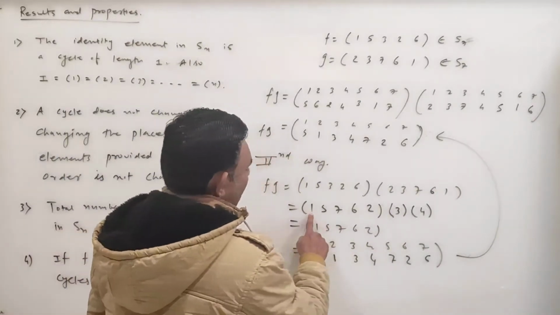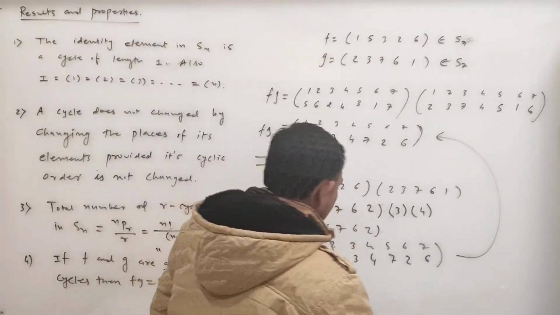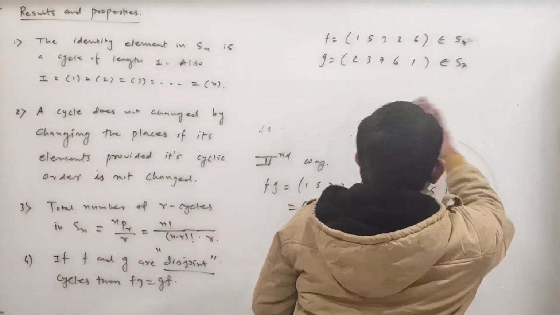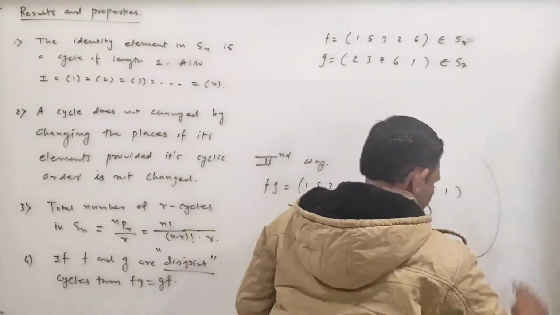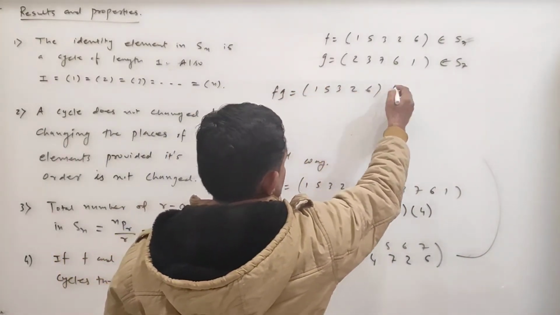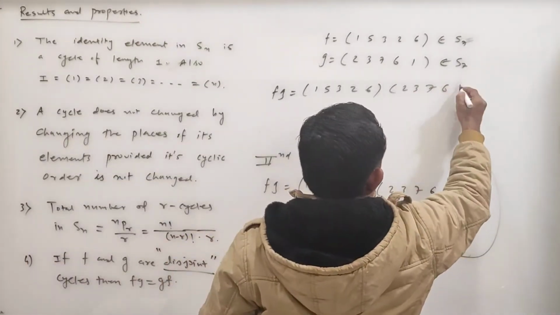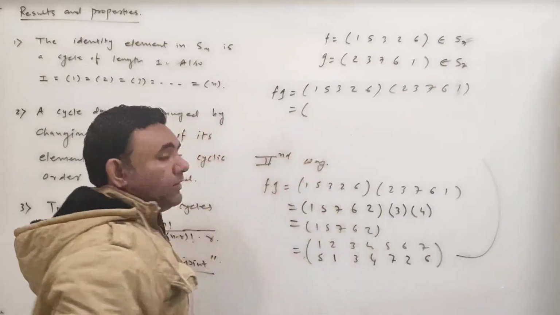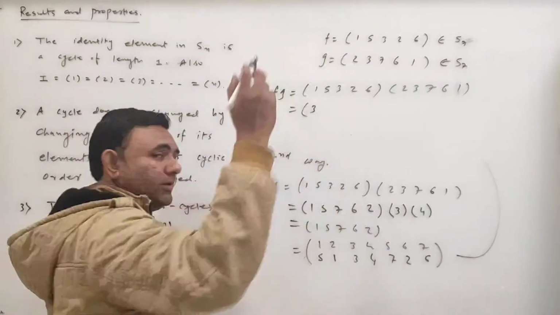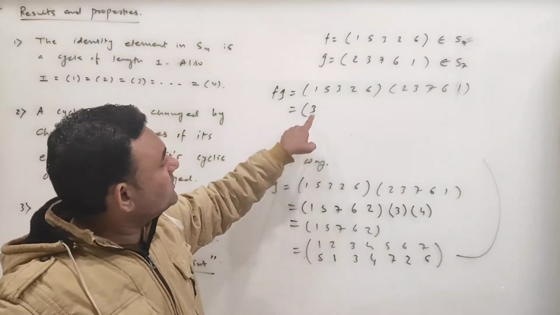Okay, यहाँ मैंने पहले start किया था 1 से. You can start with any object, right? So let me illustrate with another object. So let us say fg is what? 1 5 3 2 6, 2 3 7 6 and 1. Okay, let me start it with say 5 or 3. Let me start with 3. You can start with any object. Here I had started with 1. Let me start with 3.